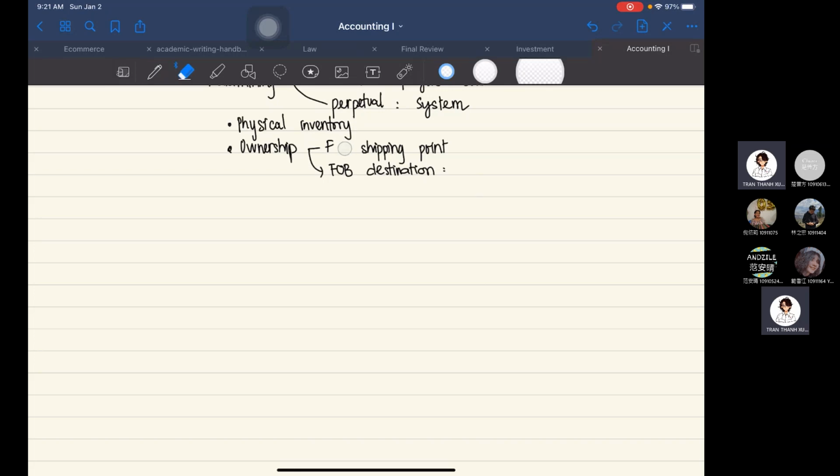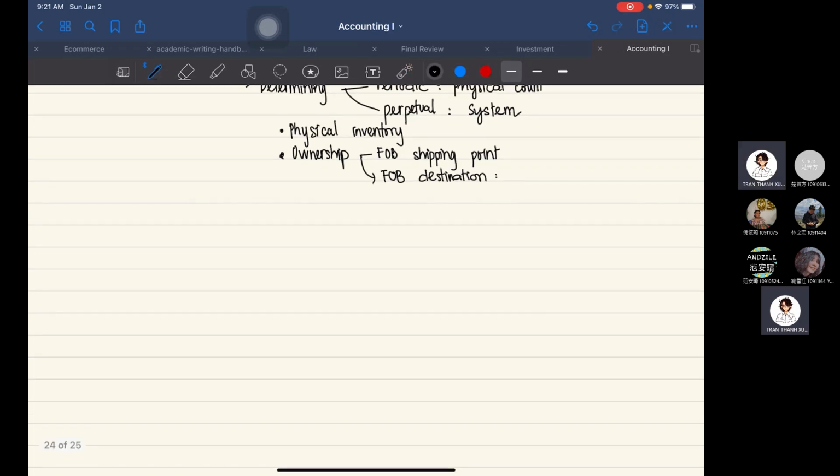If you cannot remember both, remember one and the other will be the opposite. For FOB destination, the goods belong to the seller until they reach the destination. And for shipping point, the goods belong to the buyer when they meet the delivery service, like the carrier.